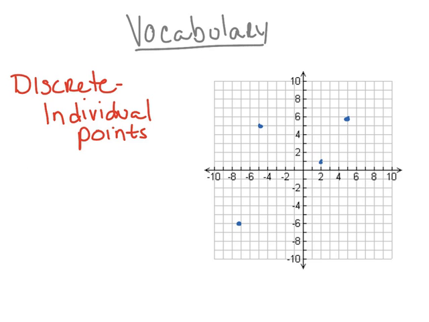Next term we have is the word discrete, and discrete refers to individual points or points that are not connected. As you can see, I've given you an example here. I've got 4 points, and notice how these 4 points are not connected. They're individual. So we call this discrete. So anytime we have individual points or points that are not connected, we call that discrete.